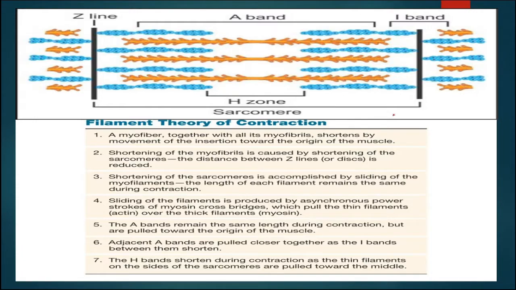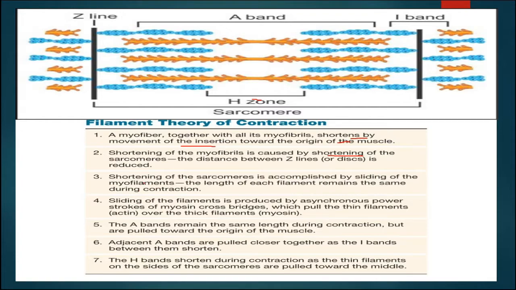The central part of this thick filament, this one, is known as the Z zone. So, this is arranged in such a way. Now, the sliding filament theory for the contraction. The myofiber together with all its myofibrils shortens, that is decreases in length, by the movement of the insertion towards the origin of the muscle. The shortening of the myofibrils is caused by shortening of the sarcomeres. This sarcomere will decrease in length and the distance between Z lines is reduced. So, this distance between Z lines will become less.